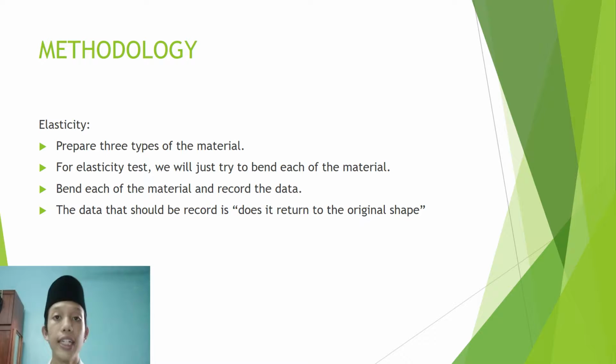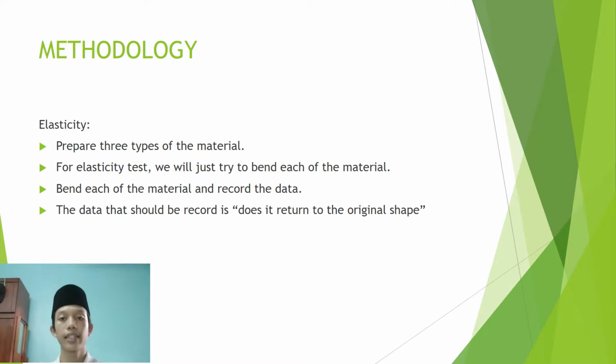First methodology, elasticity. To do the elasticity experiment, firstly we need to prepare 3 types of the material that I have mentioned just now, like rubber band, nails, and the glass. For this elasticity test, we just need to bend each of the material and record the data. The data that should be recorded is whether it returns to the original shape, so we could know whether the item has elasticity or not.